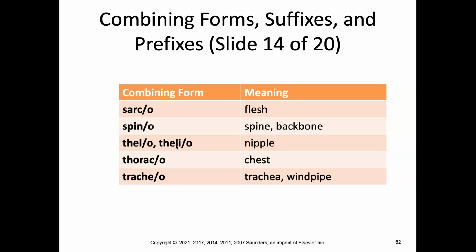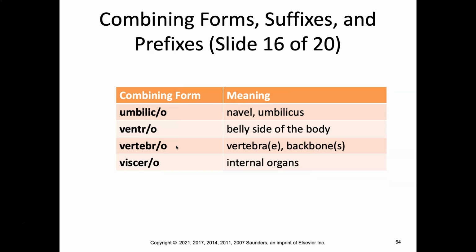Sarco, flesh. Spino, spine or backbone. Thelo or thelio, for nipple. Watch out for that I-O. It can be T-H-E-L-O or T-H-E-L-I-O. Thoraco, chest. Tracheo is your trachea or windpipe. Umbilico, navel, umbilicus, also known as your belly button area. Ventro, belly side of the body. Vertebro, vertebra, vertebrae, backbones. Viscero, internal organs.